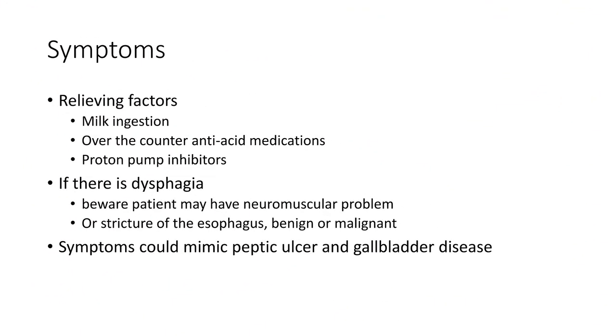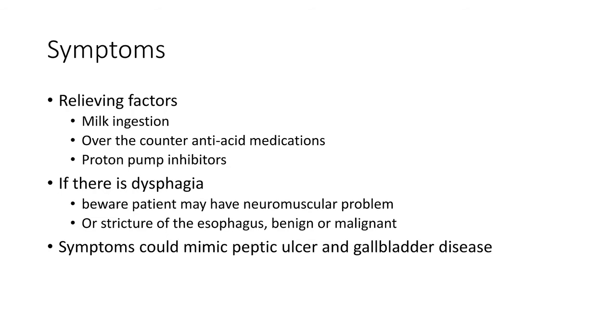Now, these symptoms are typically relieved by ingestion of milk or alkaline fluid. Patients sometimes take antacid medications or proton pump inhibitors on their own, and they make their symptoms better. Be aware if there is any dysphagia; you have to ask the patient in particular for dysphagia. If they have dysphagia, then the problem is worse because dysphagia could be related either to neuromuscular problems of the esophagus, which are complex and need manometric assessment and further studies, or to stricture of the esophagus as a result of chronic, ongoing, untreated reflux.